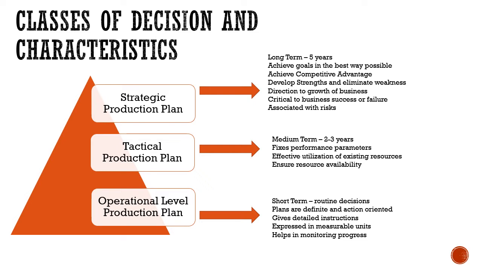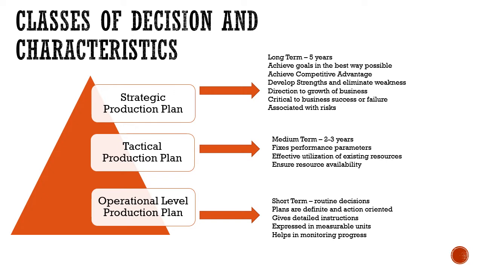Let's consider the pyramid given in the slide as an organization. You can see the strategic production plan at the top, which means that it is the top management, the senior level management, that is responsible for the strategic production plan. The strategic production plan is generally long-term, made for 5 years, to achieve the goal in the best way possible.